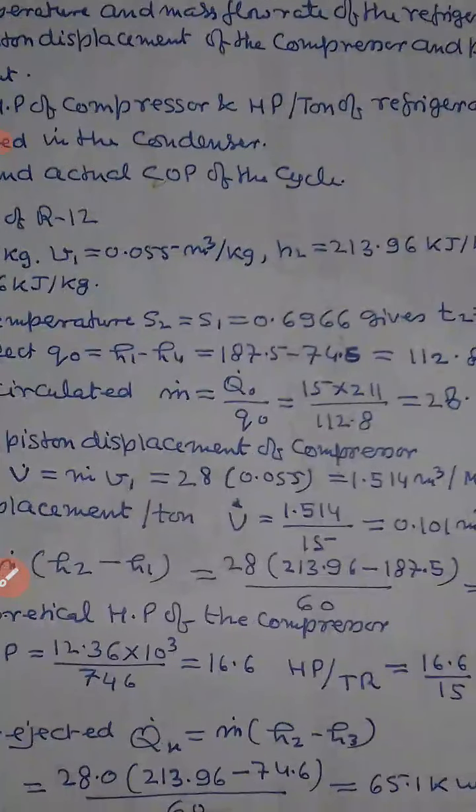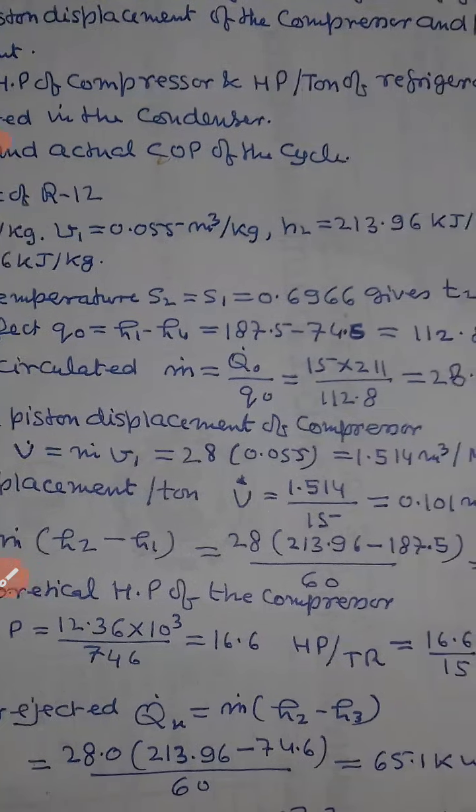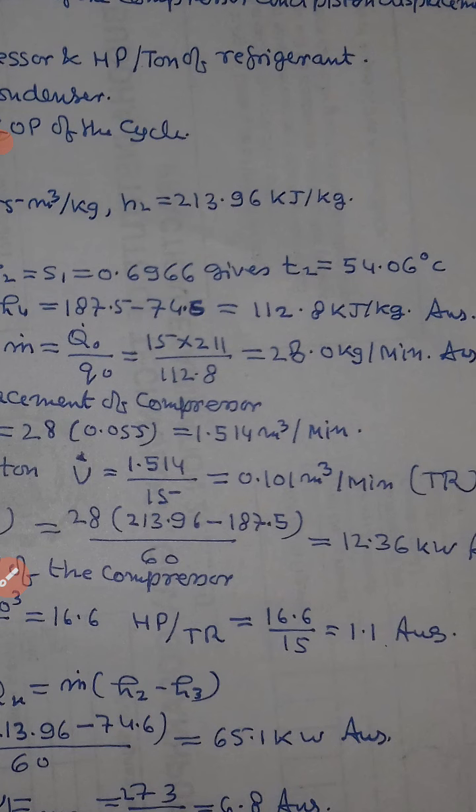So to find the theoretical piston displacement, that will be M dash into V1. M dash we know is 28, already calculated above, and V1 is given as 0.055, and the answer comes 1.514 meter cube per minute.